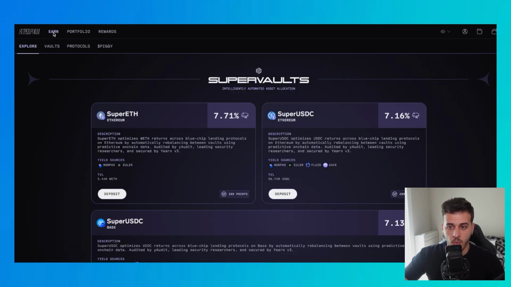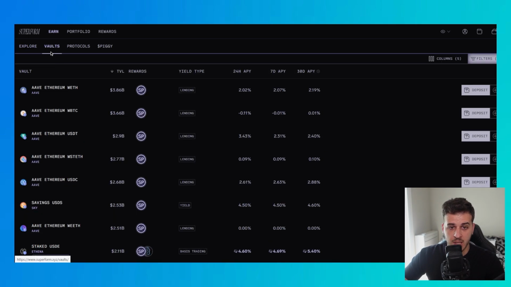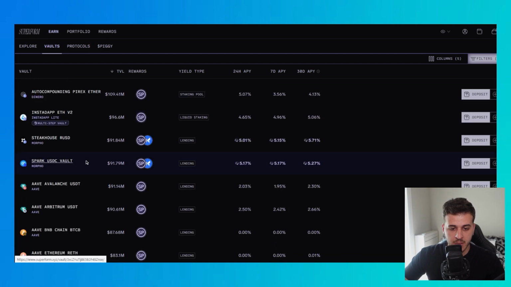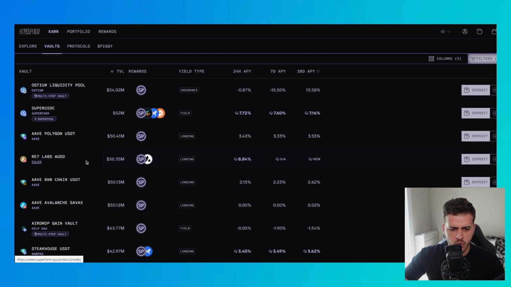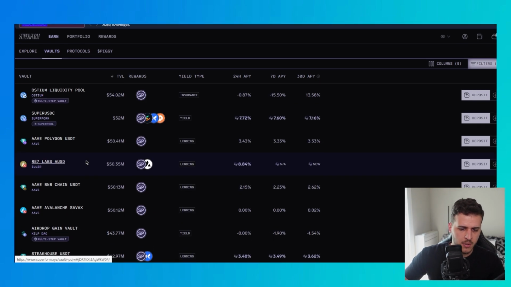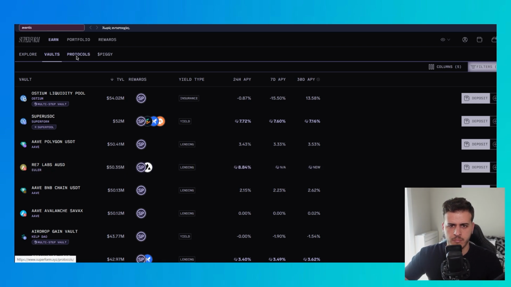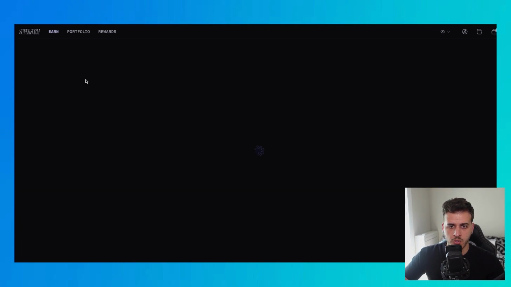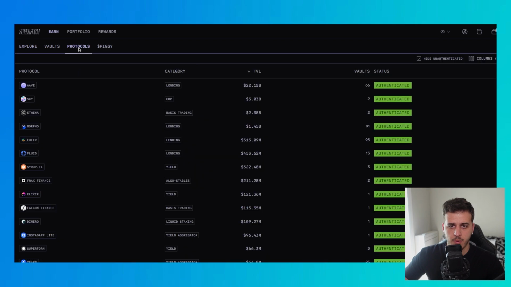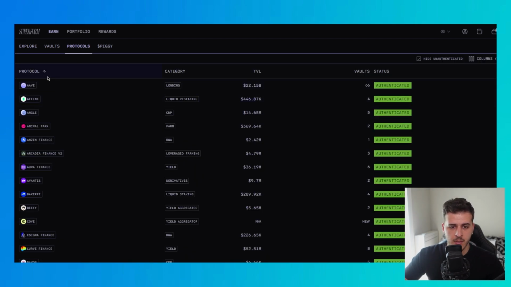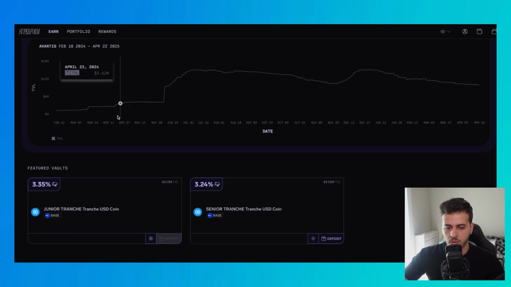So I go into Earn. Let me show you exactly. Hit Vaults. Go down a little bit till I find Avantis. It should probably be somewhere around here. Maybe Control F Avantis. Nope. Okay, so I go to Earn Protocols, and then you have to search for Avantis. So you can sort by protocol name by clicking here. We find Avantis. We click on Avantis. We scroll down a little bit.